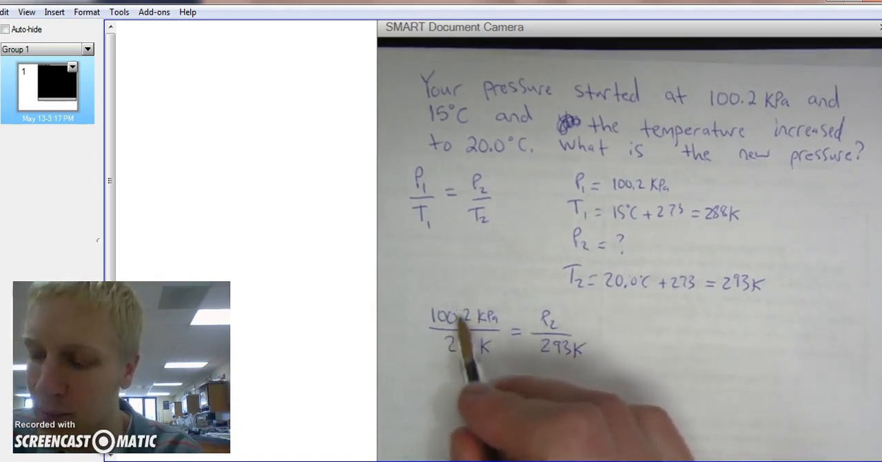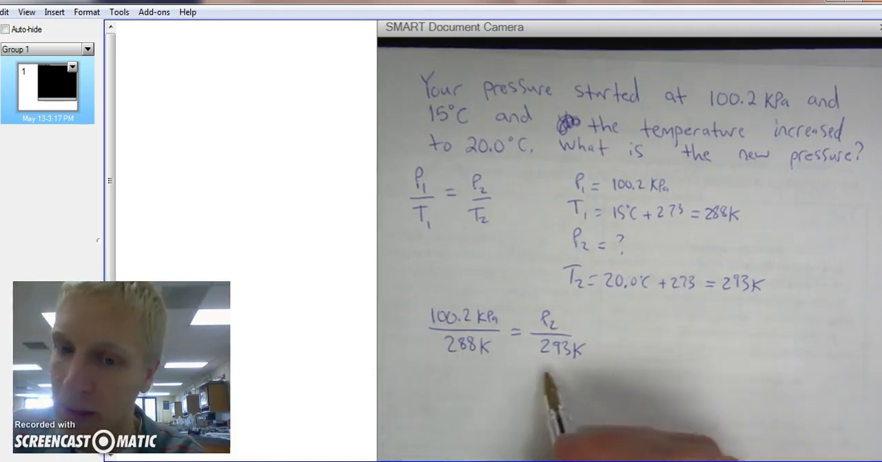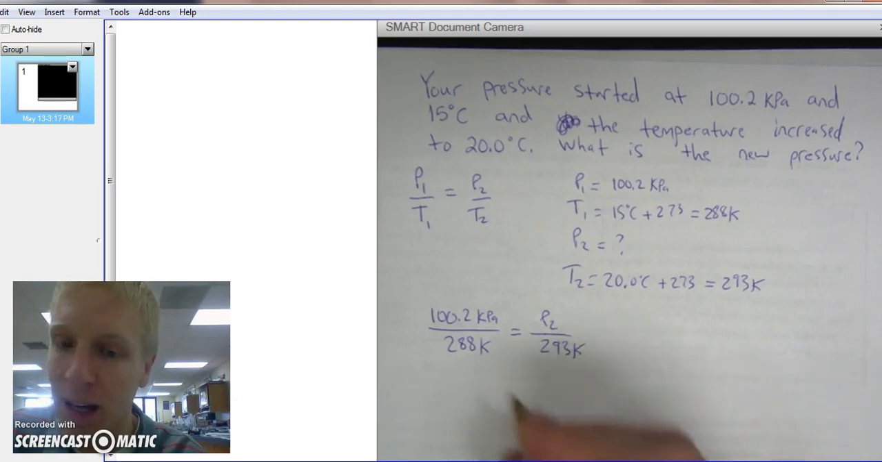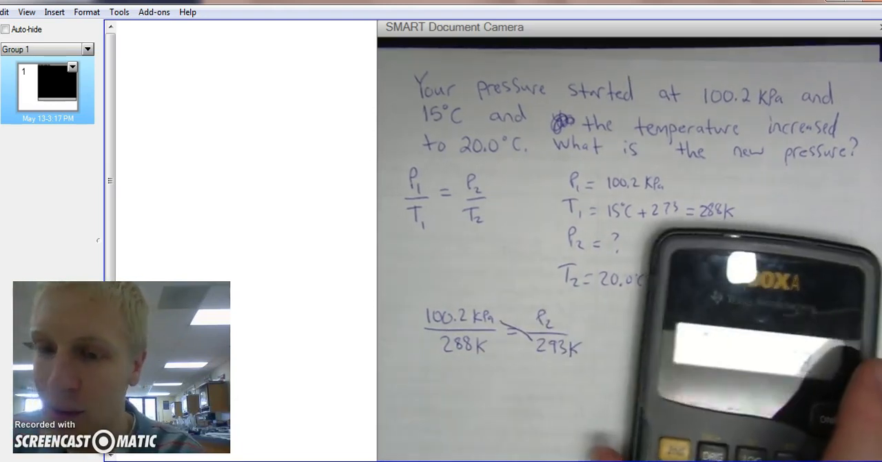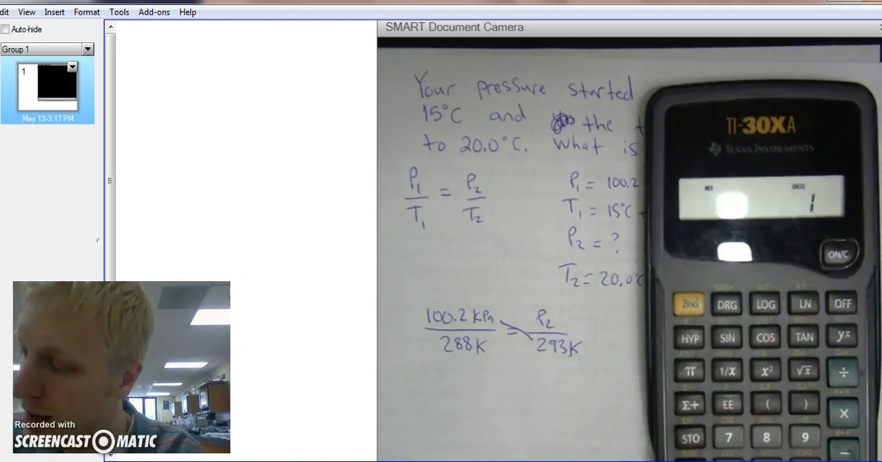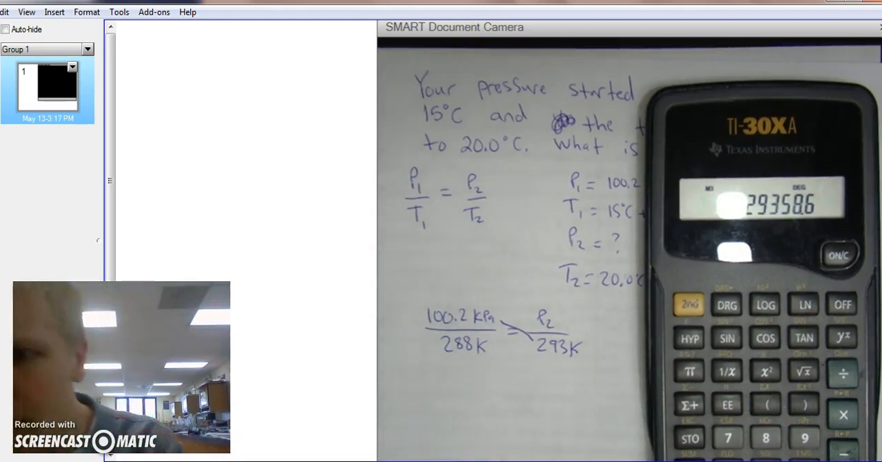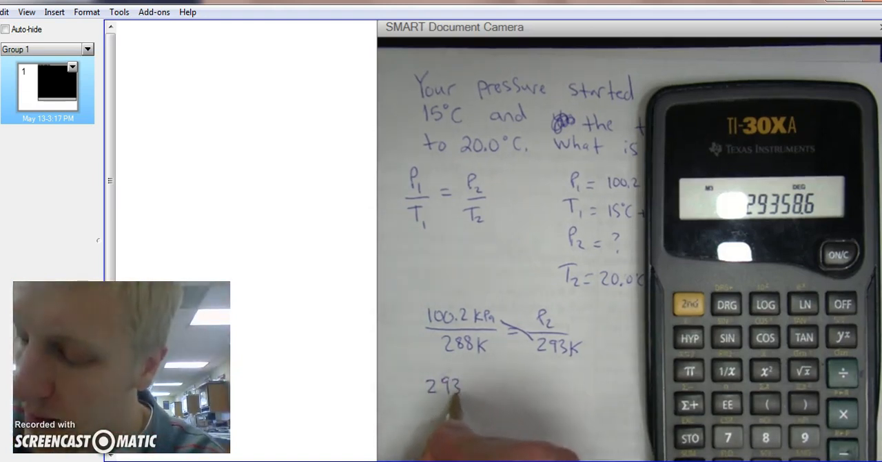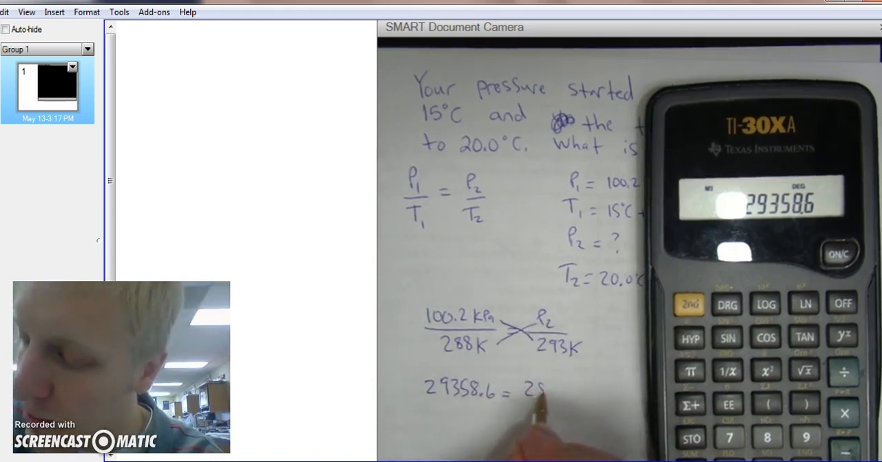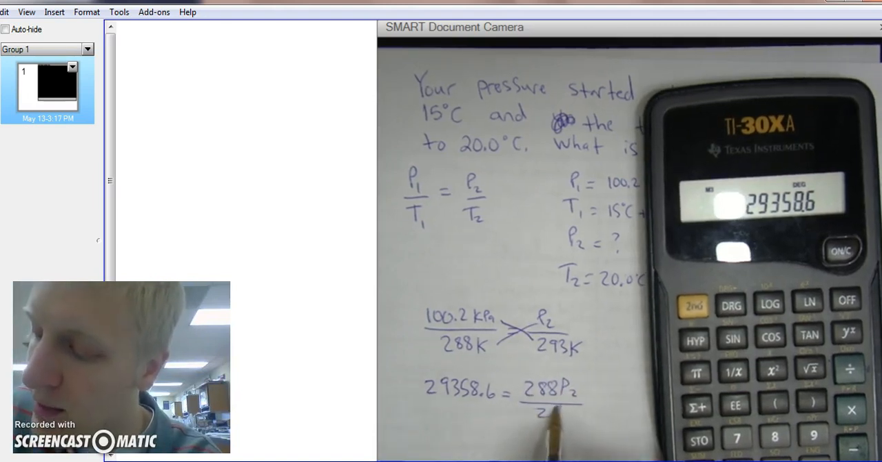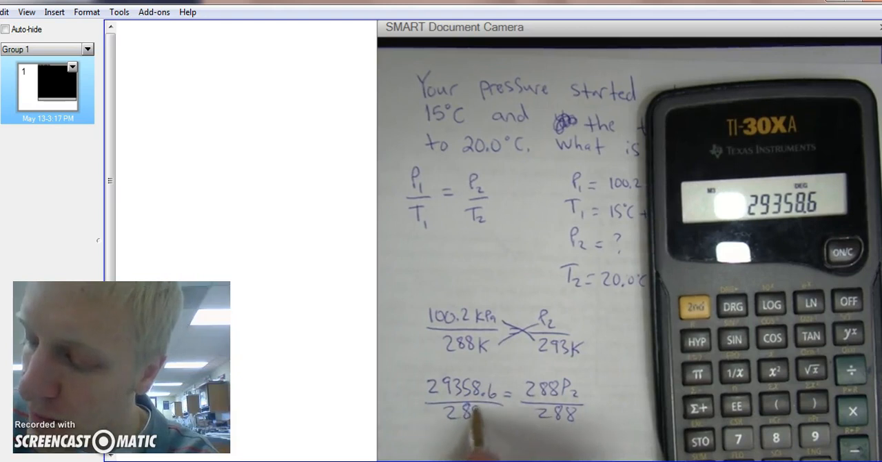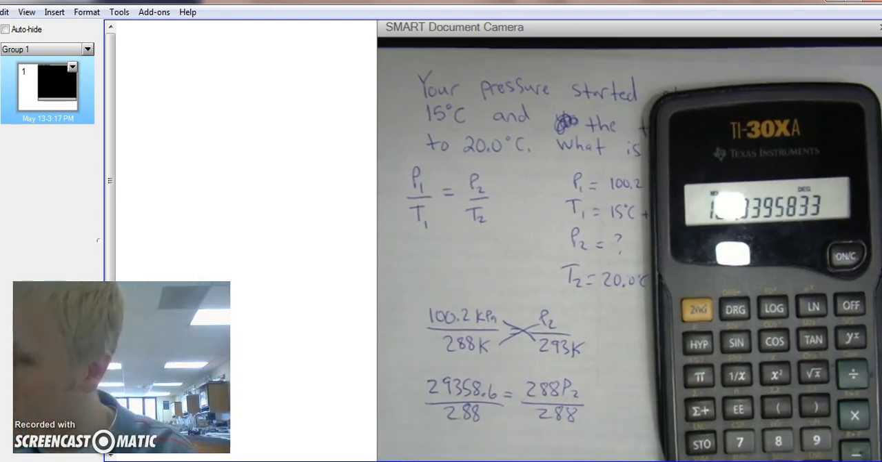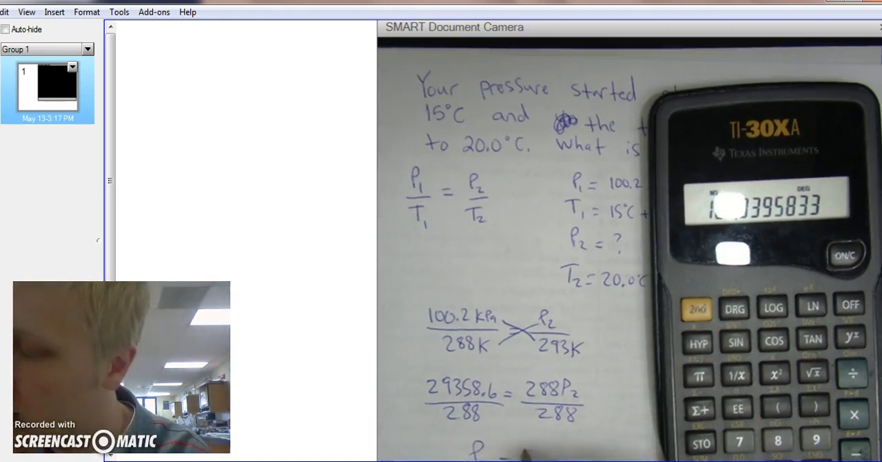Once I have this, it's just algebra 1. I can either take 100.2 divided by 288 and multiply both sides by 293, or I could cross multiply. I like cross multiplying, so that's what I'm going to do. I'm going to take 100.2 times 293. What is it? That equals 29358.6, and then I'm going to cross multiply 288 times P2. I'm going to divide both sides by my 288 to isolate my P2.